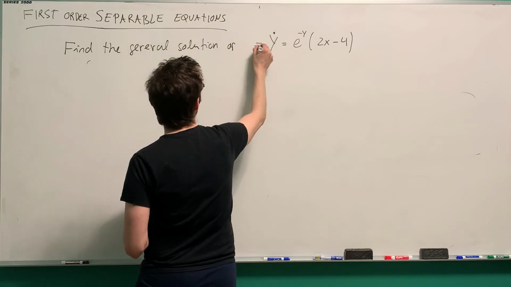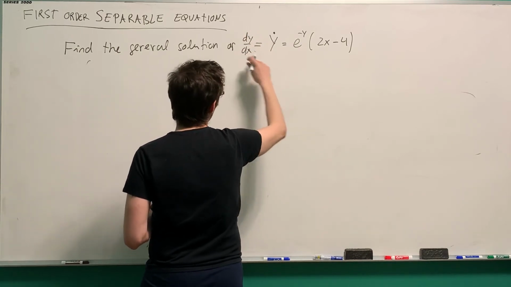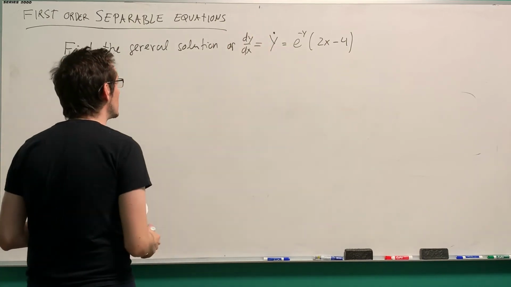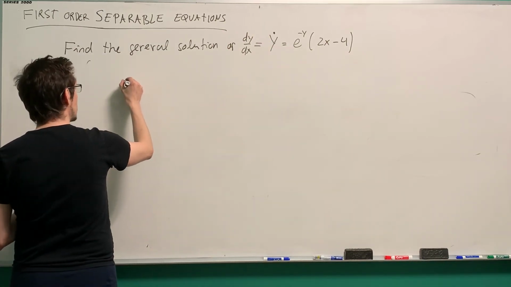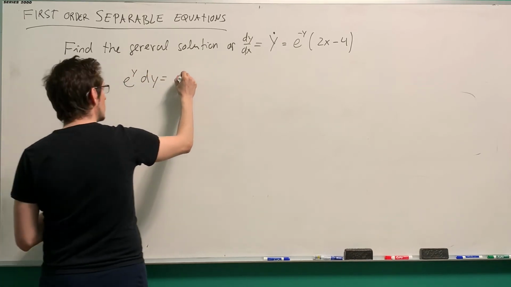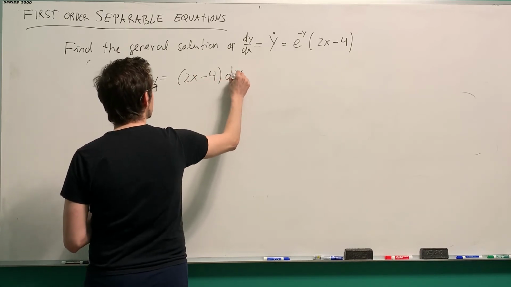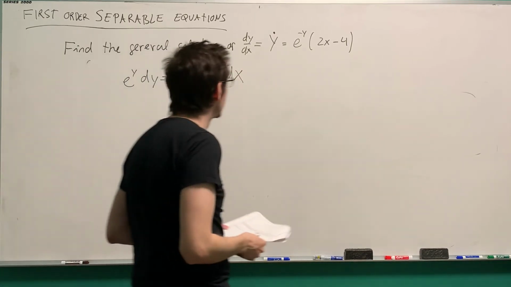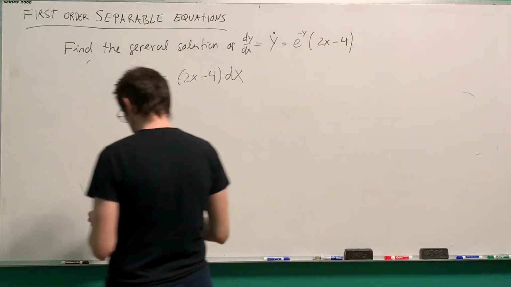If this helps you, of course, you can always write this as dy dx. It allows you to see that the dy stays here, dx goes there, without mathematicians looking at us. And then what we get is that e to the y dy is equal to 2x minus 4 dx. All right. Now we integrate both sides. That's an easy task, okay?